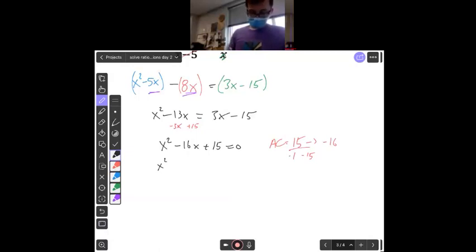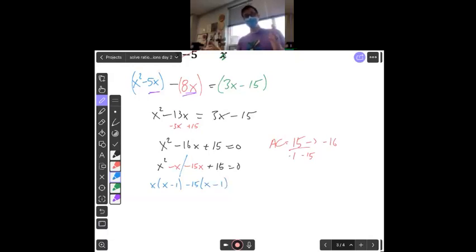So negative 1x will just be negative x, and negative 15x, plus 15 equals 0. Cut it in half. X and x both have an x in them. It's x times x, and x times negative 1. I'll drop that 1 off. Negative 15 and 15 both have a negative 15 because that first term's negative. You always take out a negative. 15 times x, and then 15 times negative 1.